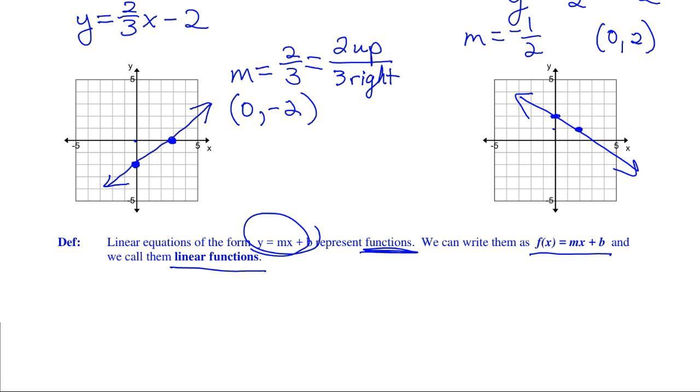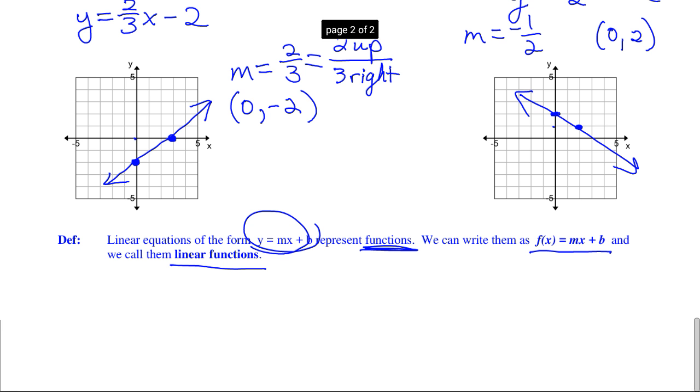Does that make sense? I hope so. I wish you could ask me questions like this. I would feel better. But that's it. That's the main idea at the moment for lines and linear equations that are functions. And we'll talk more about some of these things in another lesson.